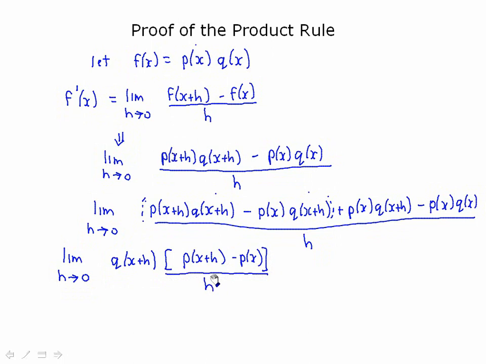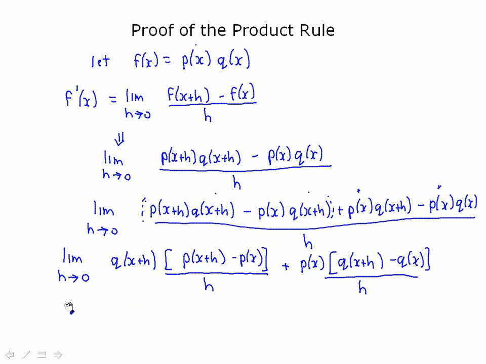And then if you take a look at the second grouping, you'll see that you have a common factor of p at x for both of them. And that's why they chose that particular factor. So that will come out. So we can split this into 2 fractions. The p at x is removed from the second grouping, leaving you with q at x plus h minus q at x, and also over h. So it's split up into 2 fractions.